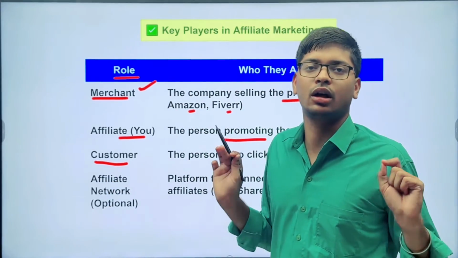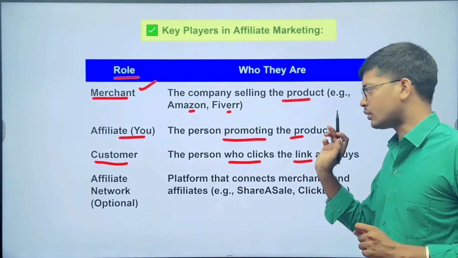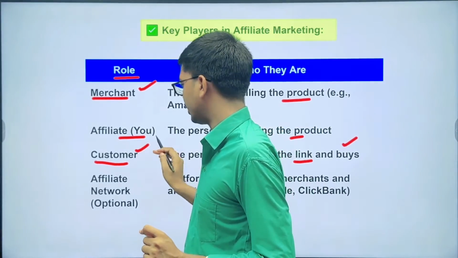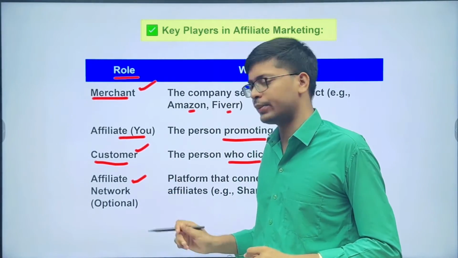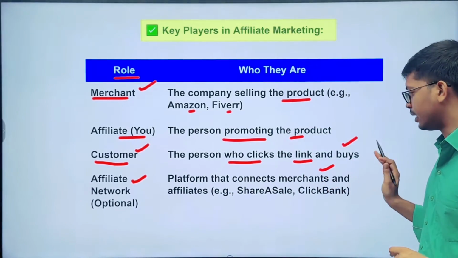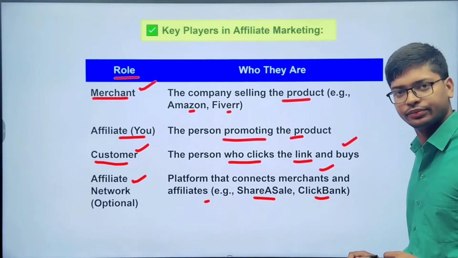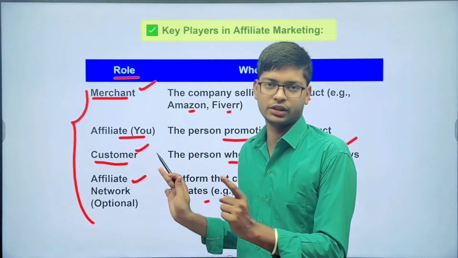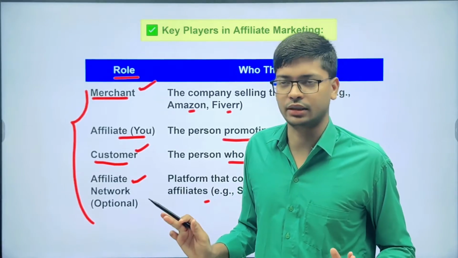The third role is the customer, the person who clicks the link and buys. And last is the affiliate network. It's optional. It's a platform that connects merchants and affiliates, like Carousel or ClickBank. So these four are very important players in affiliate marketing.